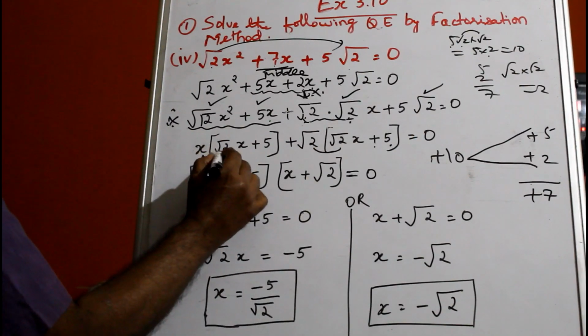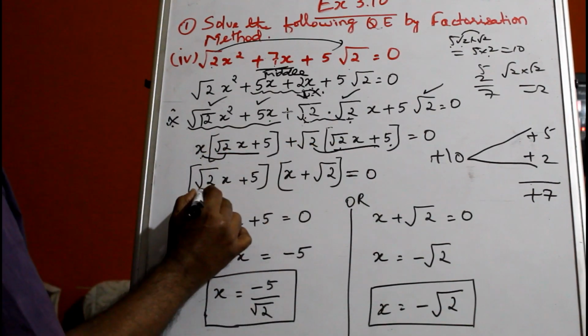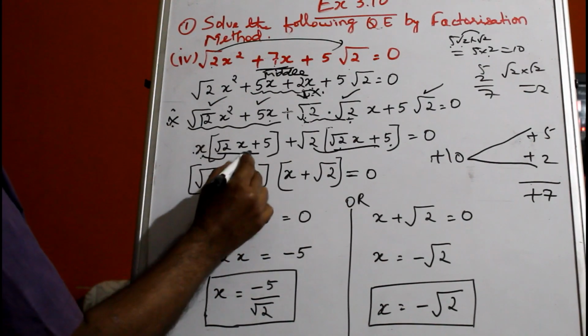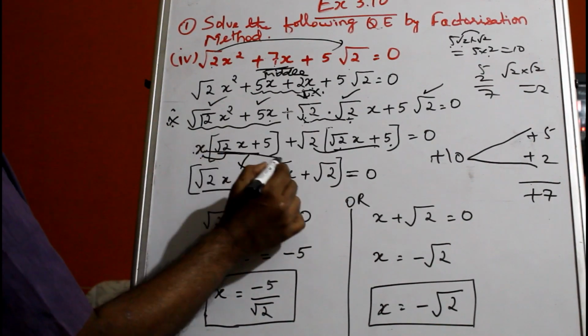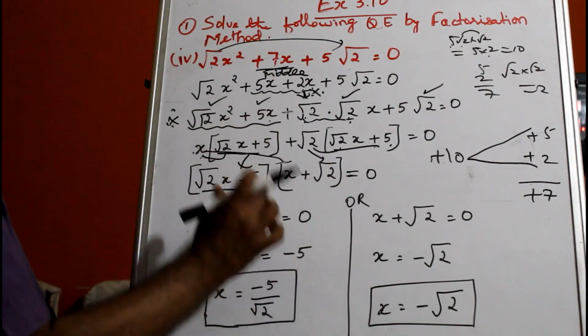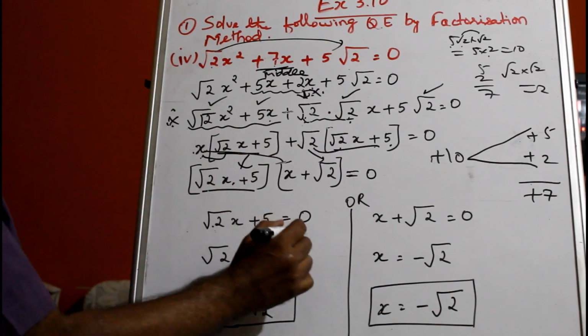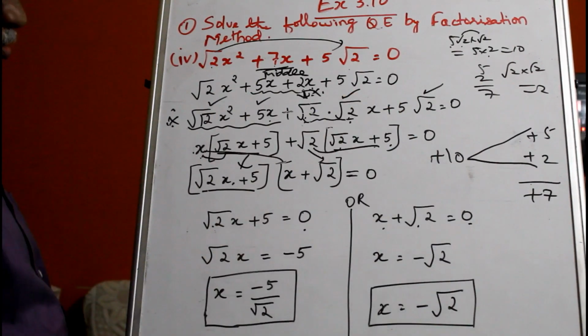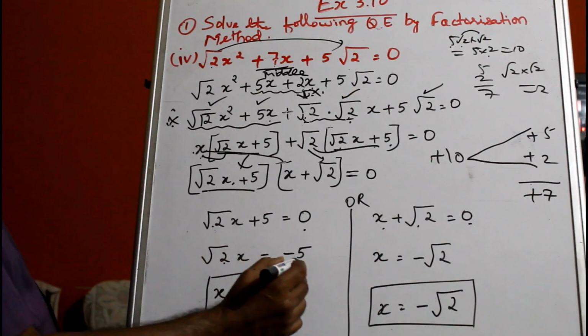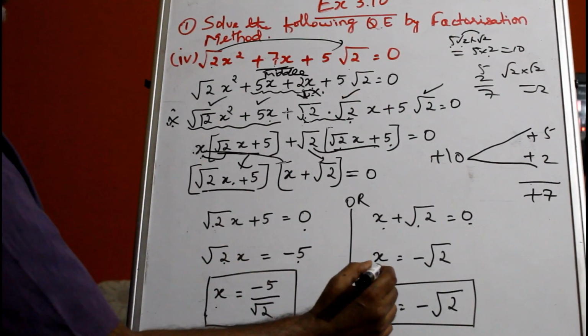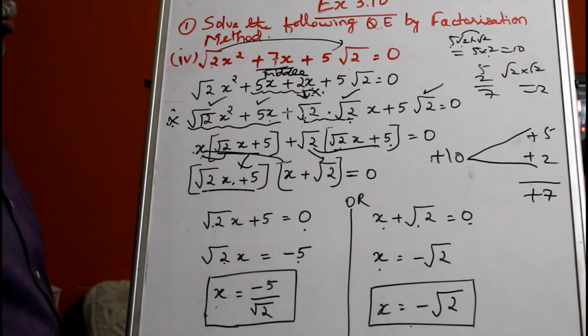So now this is a common factor in both. Take the common factor, write the remaining factor. This has come here and this will go here and this will come here. So we get two things. This is called the factorized form. So write root 2 x plus 5 equal to 0 or x plus root 2 equal to 0. From this you get root 2 x is minus 5, and x is minus 5 by root 2, and x is minus root 2.